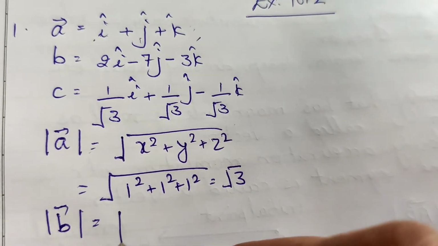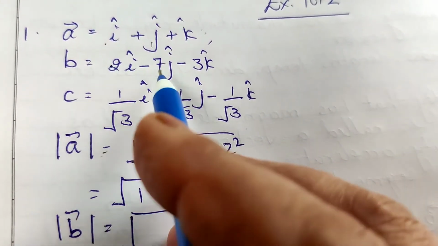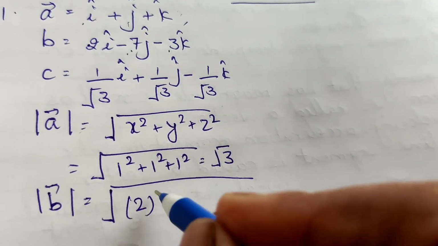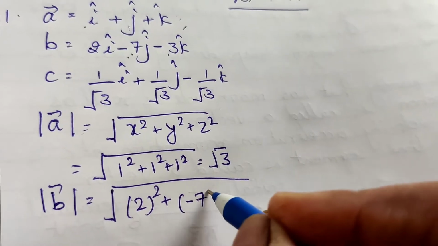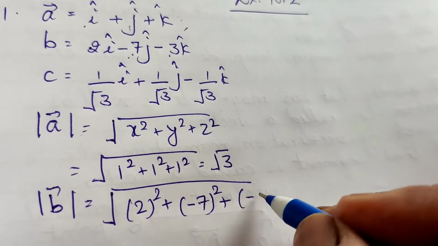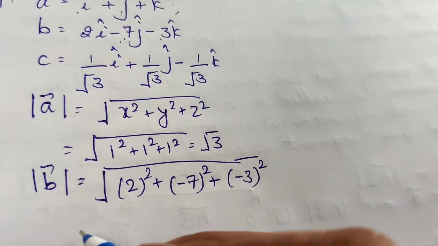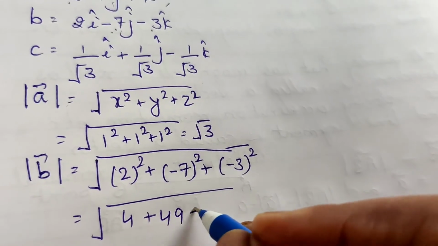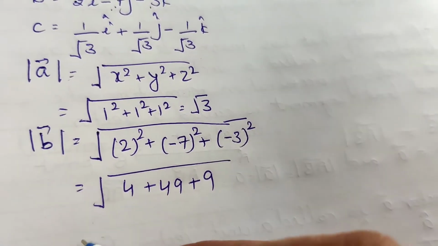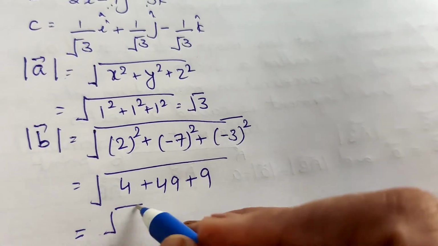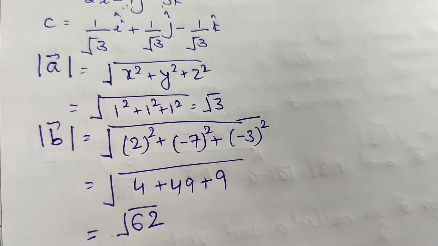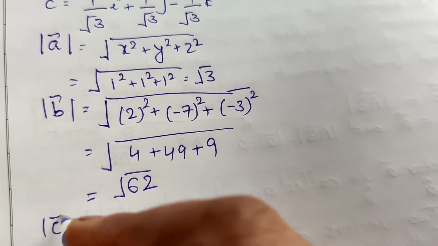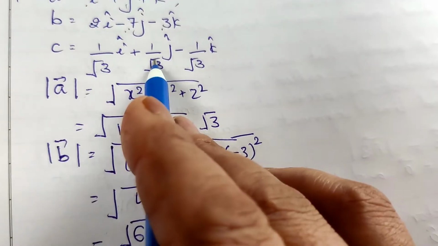the magnitude of b, x equal to 2, y equal to minus 7 and z equal to minus 3. 2 square plus minus 7 square plus minus 3 square, 4 plus 49 plus 9. 9 plus 4, 13. 49 plus 13 is 62. Okay. Under root 62.